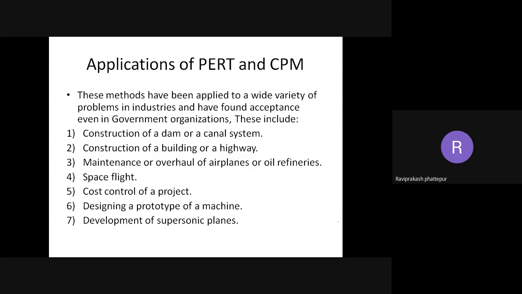Only the fighter planes move at that speed, where only one or two pilots are sitting. A lot of G's, in the sense of gravitational force, have to be endured by those pilots. Normal people cannot do that. So this is supersonic planes. Even in the development of supersonic planes, the application of PERT and CPM is used.